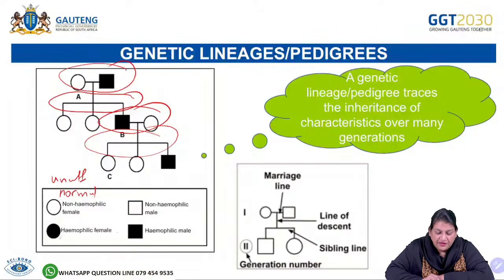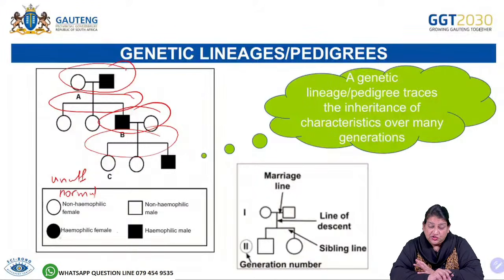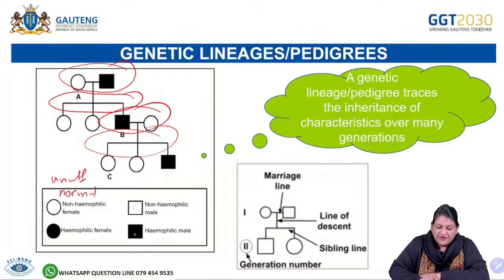Now, hemophilia is a sex-linked disorder. It's on the X chromosome and it's recessive. It's caused by a small letter. Right. Now, the shaded ones in this family tree mean they have hemophilia, because all shaded are hemophilic. They're carrying the disorder, okay?